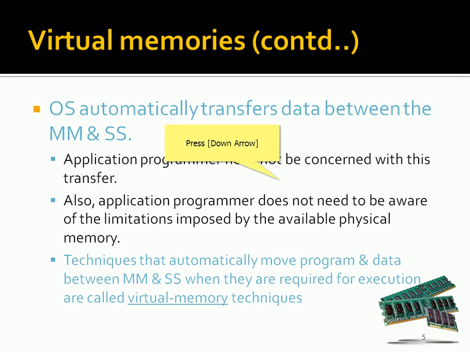So the techniques that automatically move programs and data between the main memory and secondary storage, that is the disk, when they are needed for execution, are called virtual memory techniques. Right? What is a virtual memory technique? Whenever a request comes from the processor, programs and data will be transferred between main memory and secondary storage, under the guidance of the processor and operating system, and supplied when needed. That is called virtual memory.